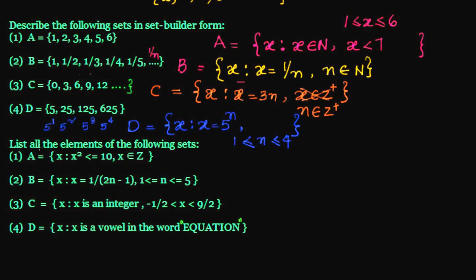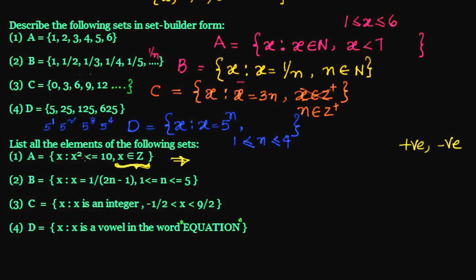Okay. Here you go. List all the elements of the following sets. What we have to do? A is a set given by all the values of x such that x square is less than or equal to 10 and x belongs to Z. We have to be very careful whenever they say belongs to one number set. Either it's rational numbers or integers or natural numbers. Now integers means what I have? I have both positive integers and also negative integers.